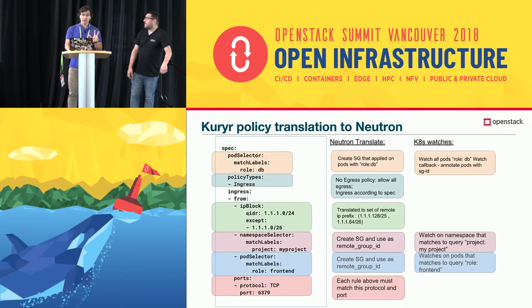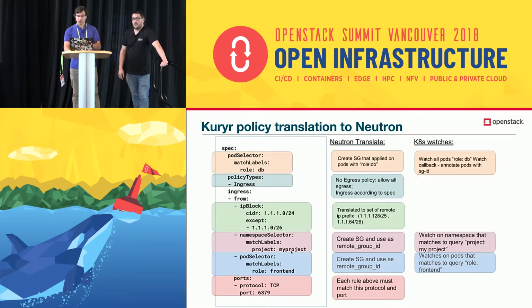Down here, we have three kinds of traffic that are being whitelisted. There's an IP block, that's pretty easy. But then we can also whitelist traffic from specific other pods. So for the pods that are in the namespace my project, thanks to the namespace selector, anything in the namespace my project can talk to the database pods.